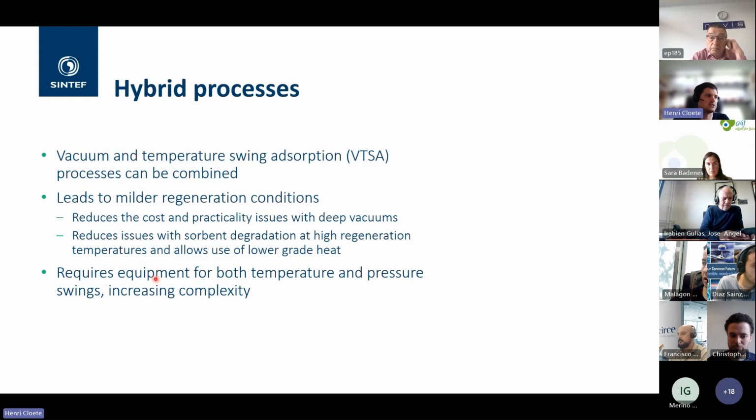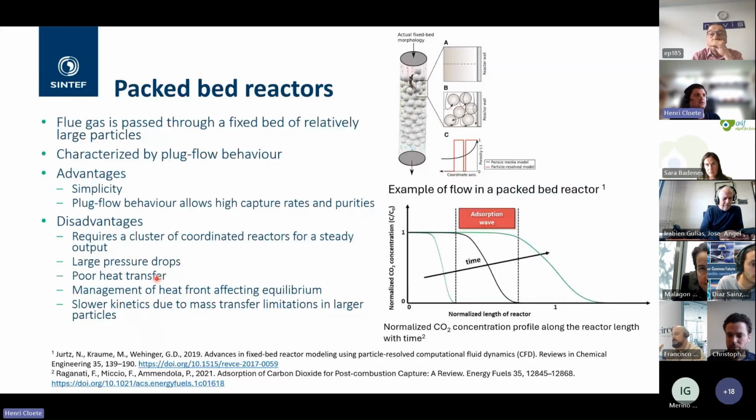But the trade-off is then you need equipment for both pressure swing and temperature swing, which can increase the complexity of the process and also add some additional costs. Okay, so then, I'll have to speed up a bit, but just quickly looking at the different reactor types. There are essentially three that are commonly used.